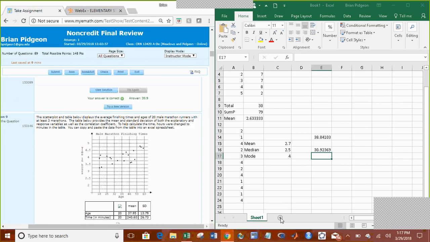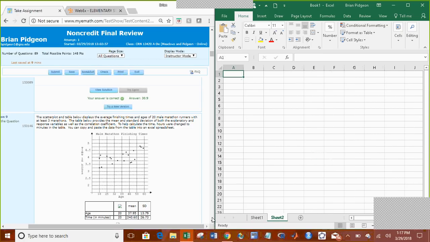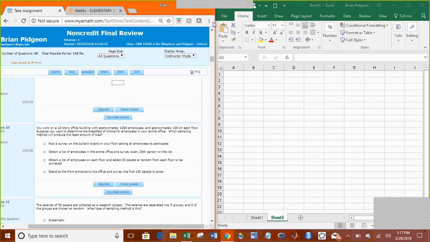Alright, so the scatter plot below displays the average finishing times and ages of 20 male marathon runners with at least, whoa, what happened here?